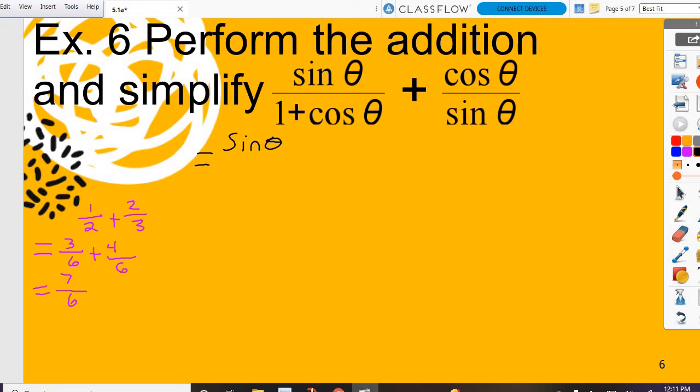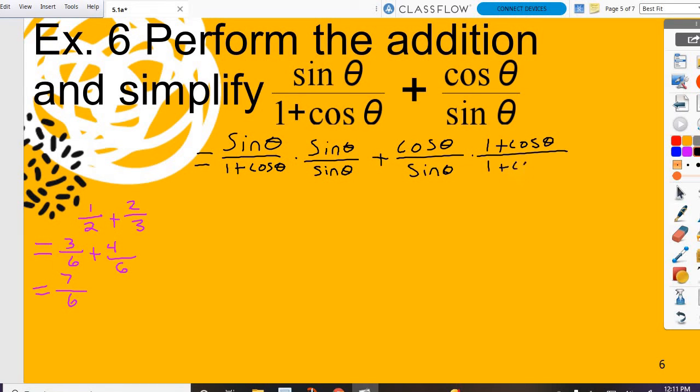Just a sine. So we're going to multiply by, not sine squared, sine over sine. Because that's the part that it's missing. What's our second fraction missing? A 1 plus cosine. So that's what I'm going to multiply to the top and the bottom. Do we all see why I chose to multiply by what we multiplied by? Yes?